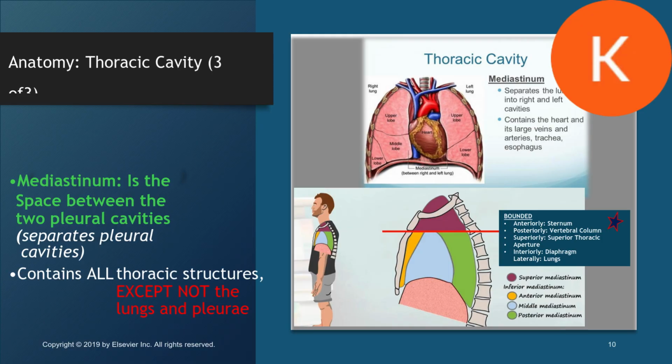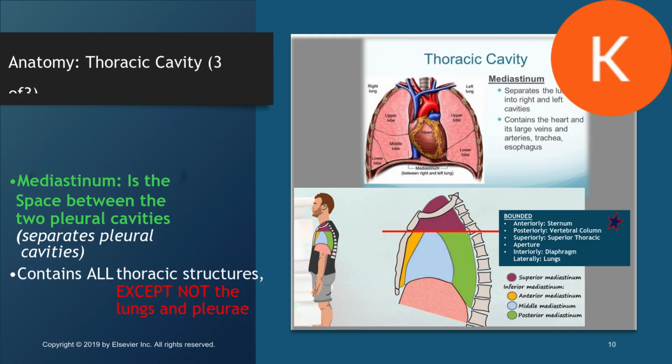Mediastinum is the space between the two pleural cavities. It separates the pleural cavities. It contains all thoracic structures except the lungs and pleura. So the picture on the top shows the thoracic cavity and the mediastinum that separates the lung into right and left cavities. It contains the heart and its large veins and arteries, trachea, and esophagus.